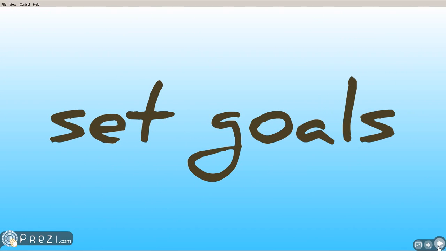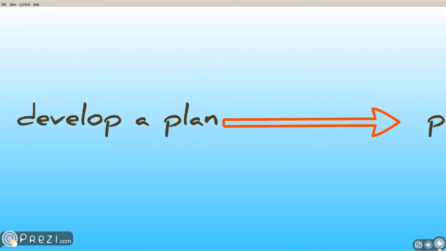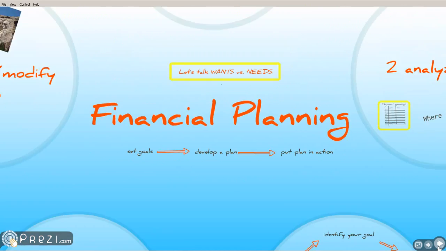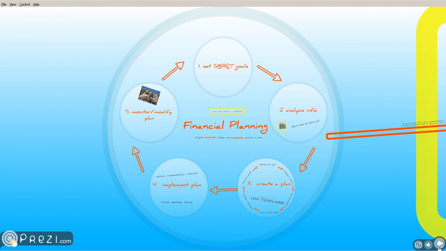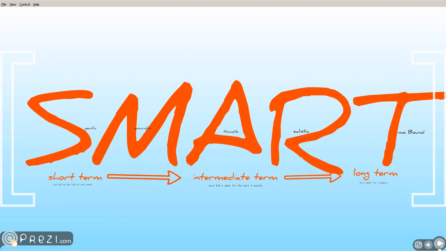Now, when you're setting up your financial plan, you want to set goals for yourself, develop a plan to reach those goals, and then execute and see where that takes you. But really, those first few goals you need to set, those need to be SMART goals. SMART is an acronym for specific, measurable, attainable, realistic, and time-bound.